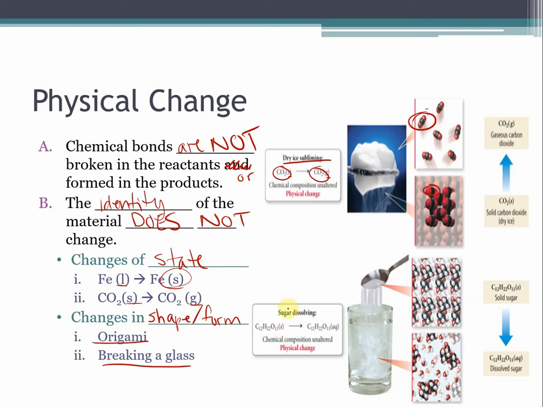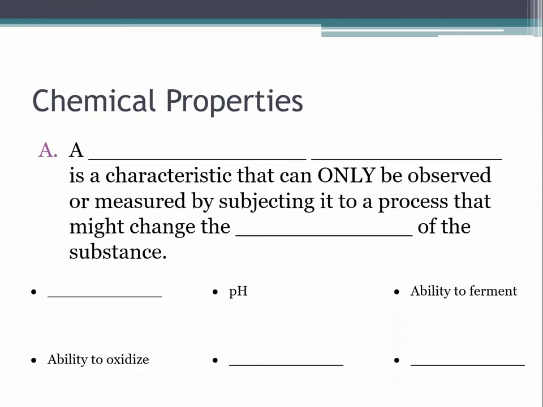One last example here is dissolving sugar into water. You start with some sucrose, some table sugar, and it's solid, and then you dissolve it in water, and now it's something called aqueous. Aqueous means dissolved in water, but it's still sugar and water. Here we had just sugar molecules all packed together in crystals, and now those crystals have separated out into individual molecules, but they're still the same thing. It's still sugar.